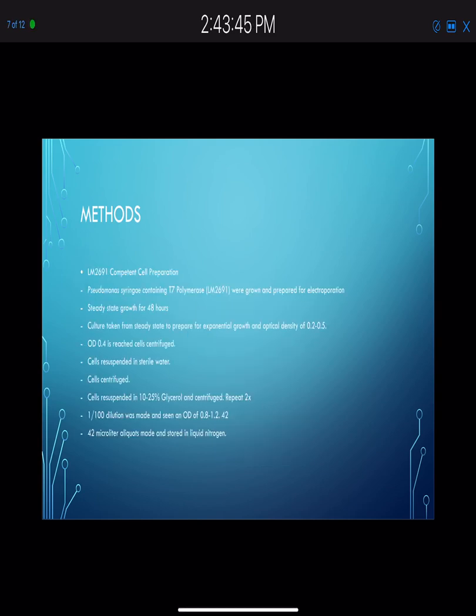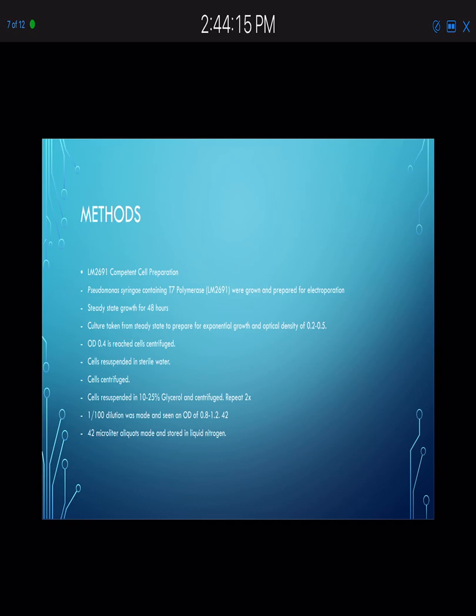Our next method was LM2691 competent cell preparation. LM2691 is our Pseudomonas syringae containing T7 polymerase that were grown and prepared for electroporation. These cells were grown at a steady state growth for 48 hours. After that, a culture was taken from the steady state to prepare for an exponential growth, so that they can reach an optical density of 0.2 to 0.5.